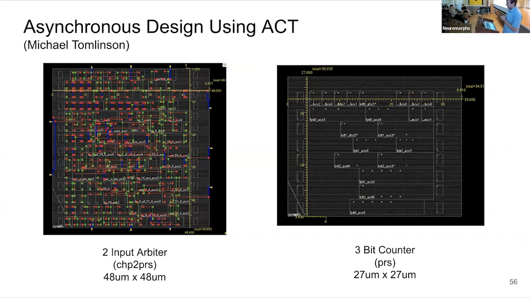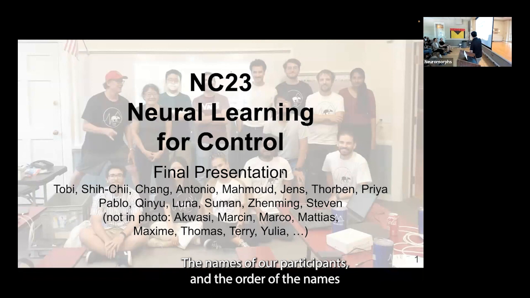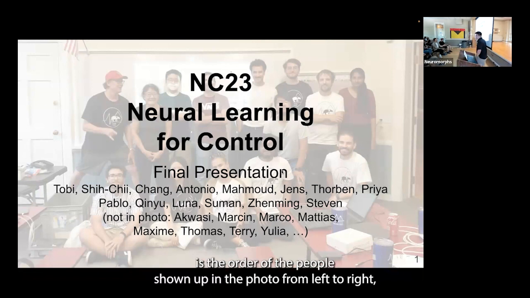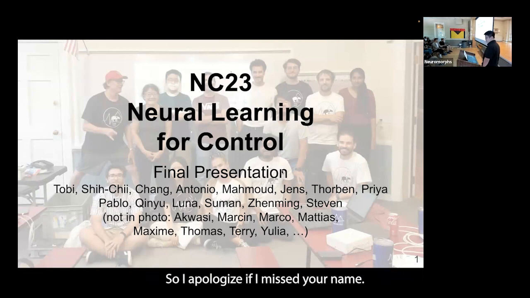As you can see in our first slide, we have a group picture, and we have the names of our participants. The order of the names is the order of the people shown in the photo from left to right. I also put the names of those who weren't shown in the photo. So I apologize if I missed your name.